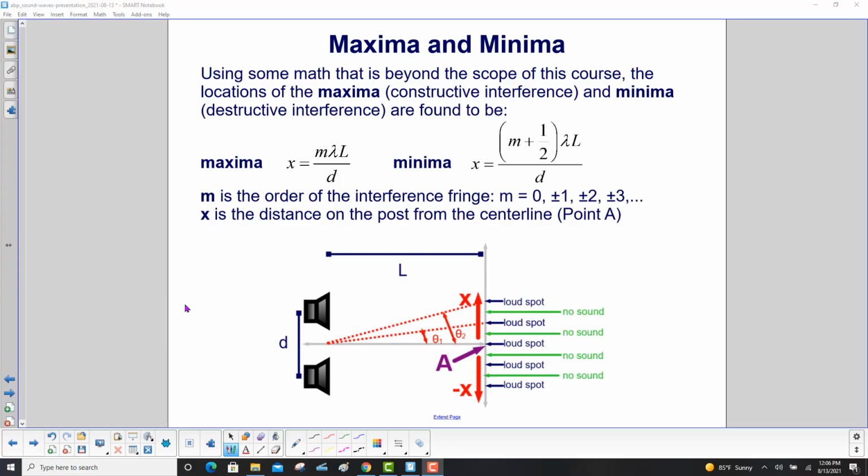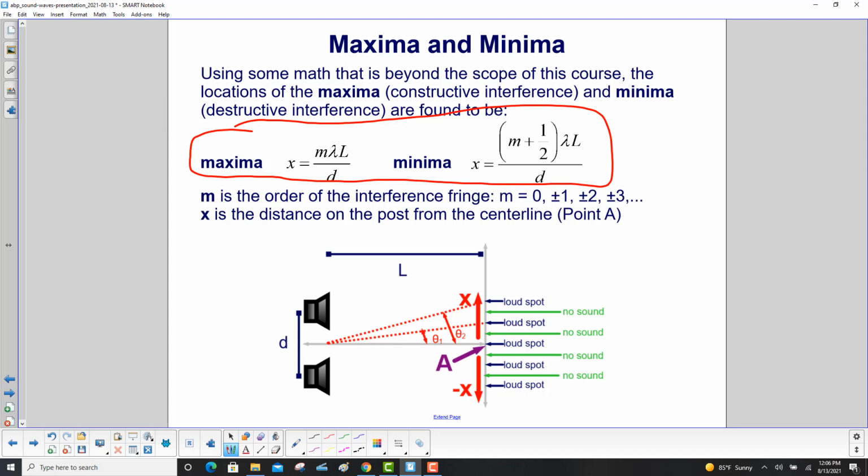Using some math that is beyond the scope of this course, and that'll be for your AP Physics courses, the locations of the maxima, once again constructive interference, and minima, destructive interference, are found to be these two equations here. Here's your maxima, x is equal to m lambda L over d, and the minima, almost the same, but instead of m, you have m plus 1/2. M is the order of the interference fringe. M can be 0, plus or minus 1, plus or minus 2, etc. X is the distance on the post from the center line.